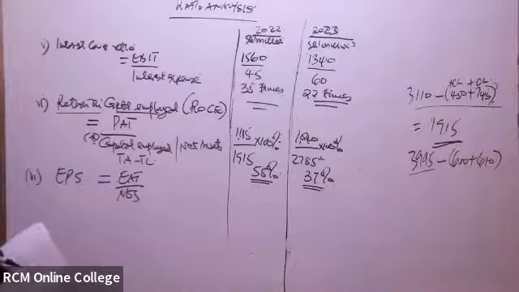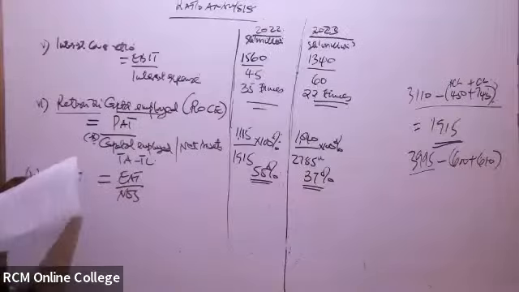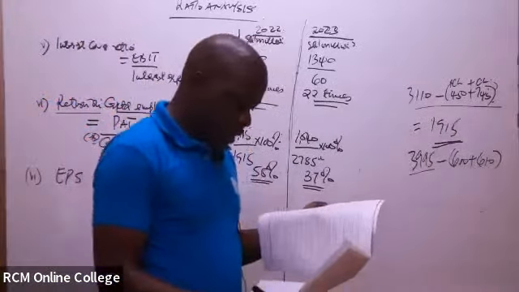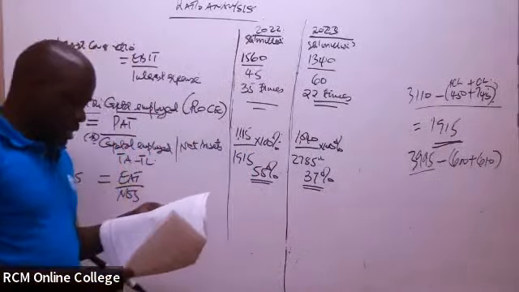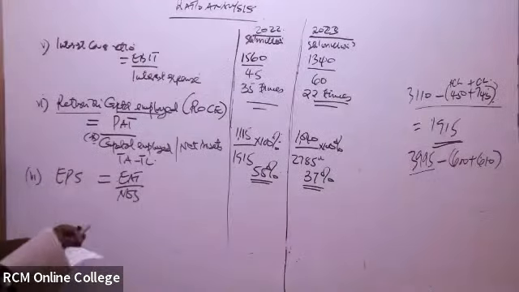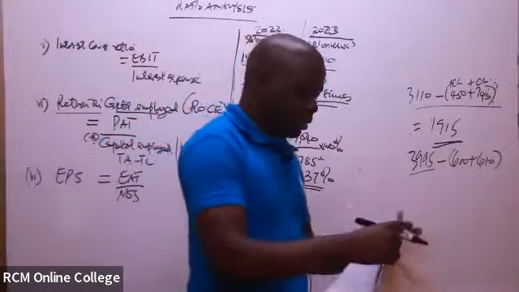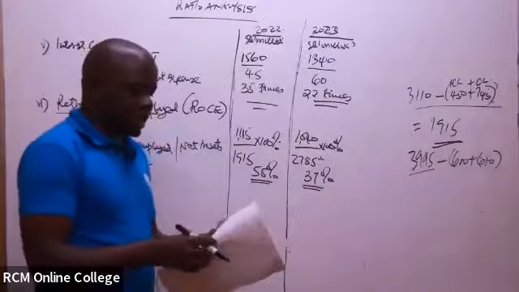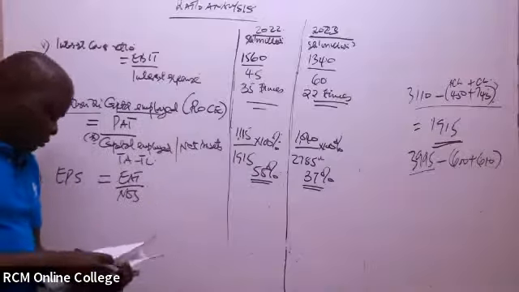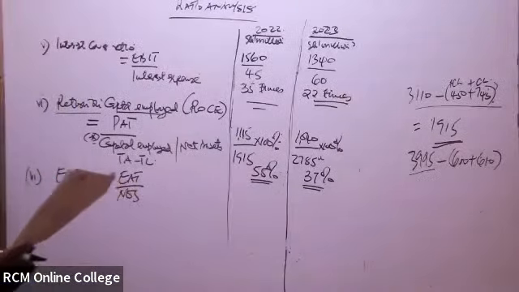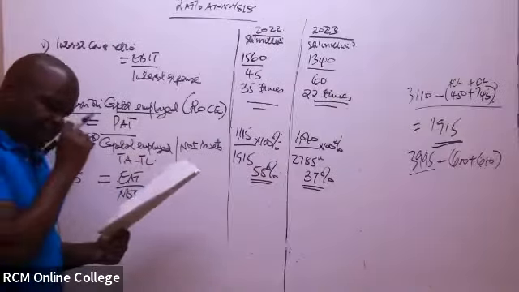So you need to identify what your ordinary shares are. How many ordinary shares do you have there? You can look at the statement of financial position, look at the ordinary share capital, so that you can know how we'll get the number of shares. You've actually been told we have ordinary share capital of shillings 10 per share.